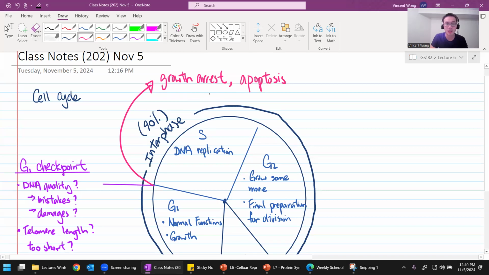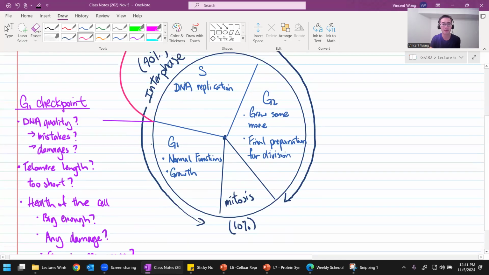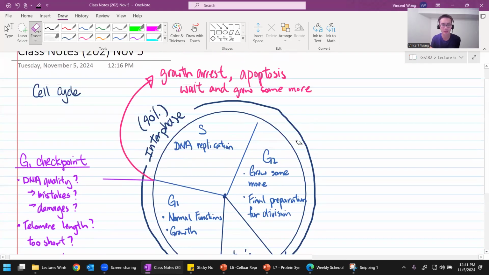Okay. And sometimes you can just wait and grow some more. Right. If it's too small, if there are not enough resources, then you just have to wait. Okay, you try again in a couple days. Maybe it's big enough then, and then you can go through the cell cycle. But that's basically what happens to a cell, depending on which category failed, if you would. All right, and then it's going to go and do the DNA replication.